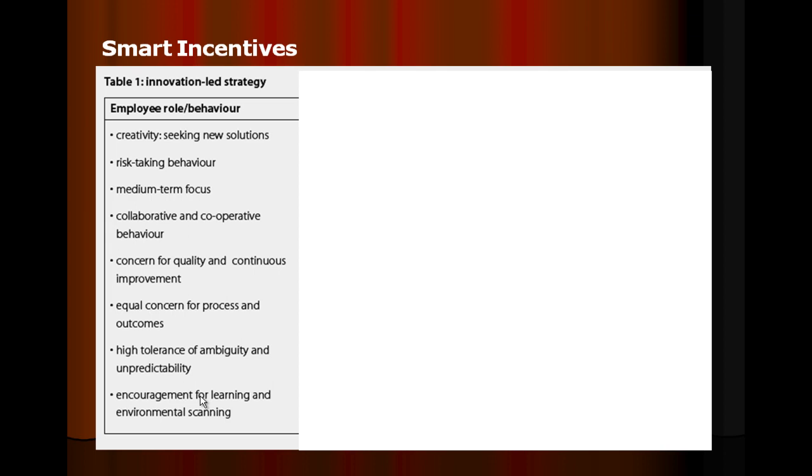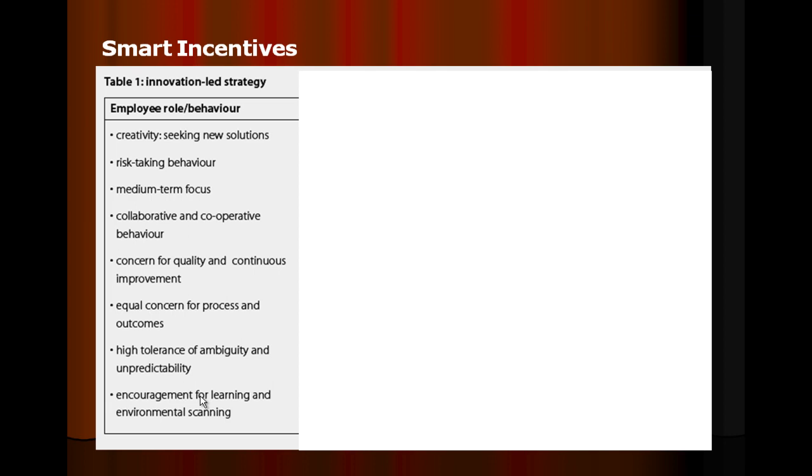Then an employee who qualifies for smart incentive should have equal concern for the process and also the outcome. Okay, he or she must not be focusing more on process by compromising on the outcome. It is not only how you do that matters. What also matters is what you do, and how much you do. All this matters a lot. So an employee qualifying for smart incentives should be focusing on process and outcomes as well.